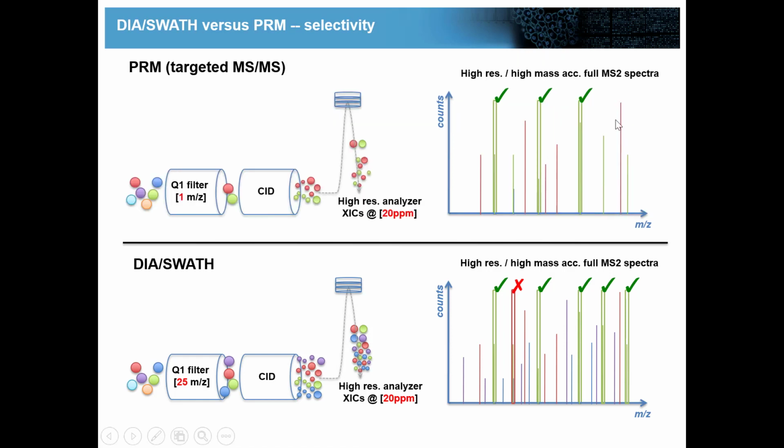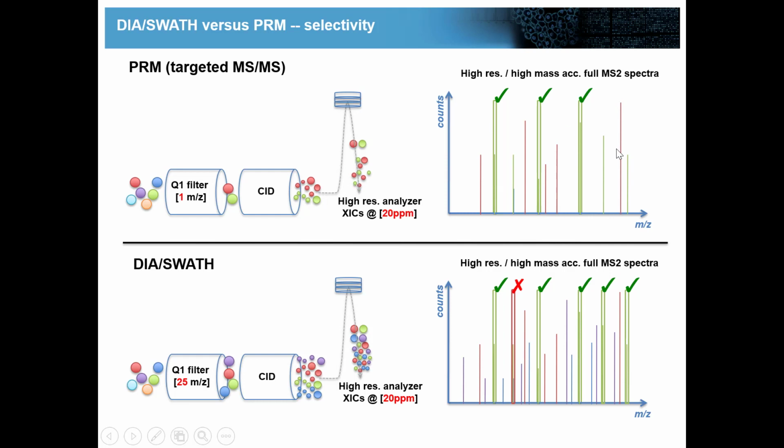What about in PRM? It's also interesting to compare to PRM. So now we have, again, this Q1 mass filter, which is narrow precursor isolation, so 1 mass unit. But now instead of a quadrupole here, we also have this high resolution time of flight, or it could be an Orbitrap instrument. So we're measuring high resolution MS2 data.